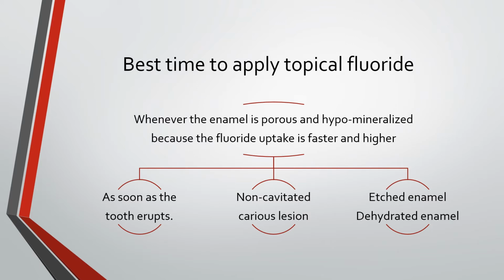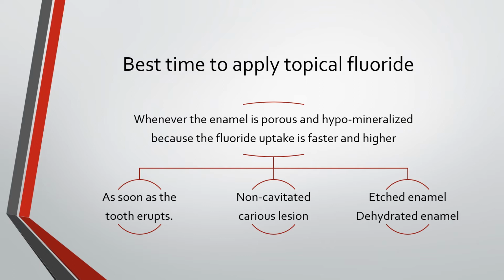So when we talk about topical fluoride, let us understand the best time to apply topical fluoride. You must remember that whenever the enamel is porous and hypomineralized, the fluoride uptake is faster and higher. So when we talk about porous enamel, we can relate to the post-eruptive maturation stage, where the newly erupted tooth has got porous enamel, or when we talk about hypomineralized tooth structure, we can also think about non-cavitated carious lesions.